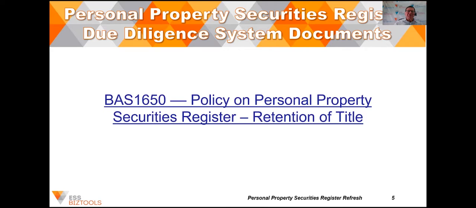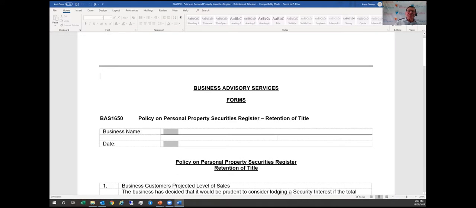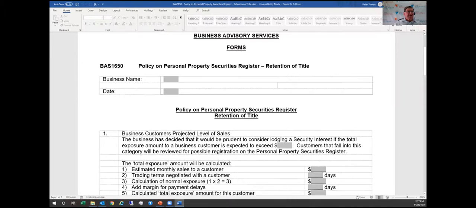The next one I want to show you is 1650, the policy on retention of title. If you have any questions at any time about personal property securities register processing, due diligence review, don't hesitate to contact us and we'll give you our thoughts on how it should be treated. So we got this form now.